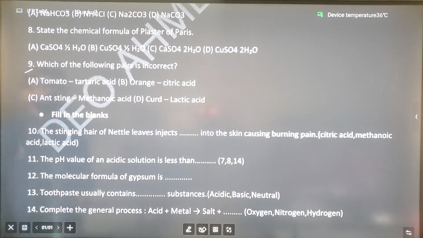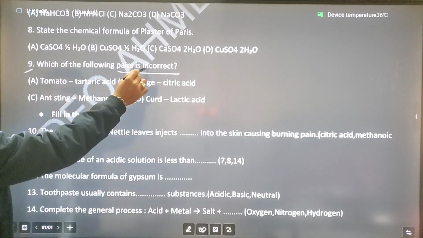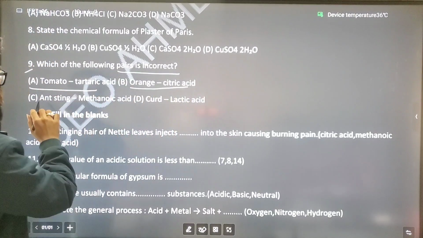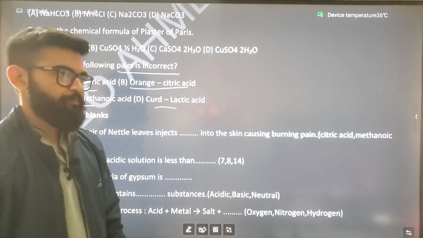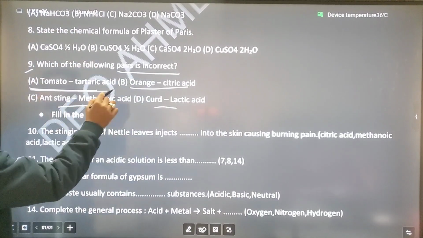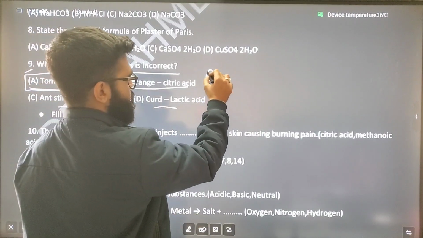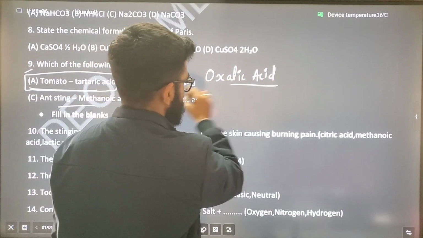Number 9, which of the following pairs is incorrect, wrong? A, tomato, tartaric acid; orange, citric acid; ant sting, methanoic acid; or curd, lactic acid? The answer is A. Tomato doesn't contain tartaric acid. Tomato contains oxalic acid.